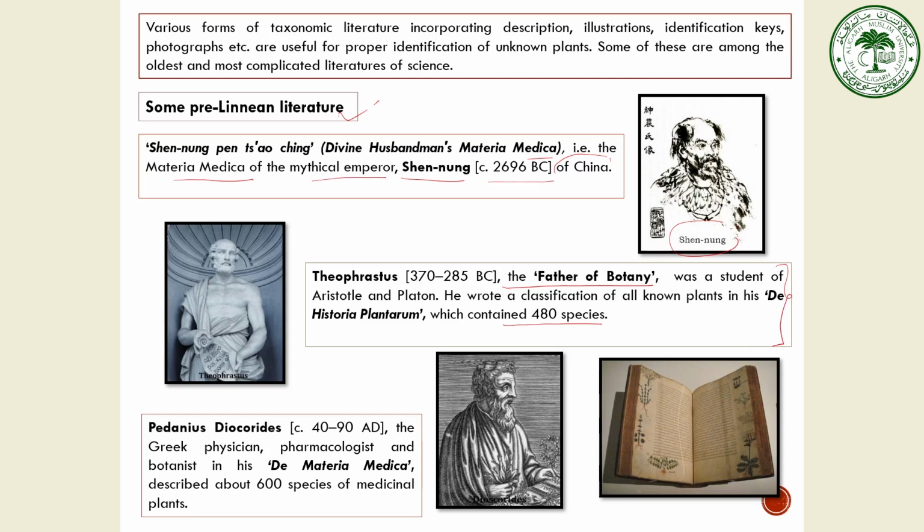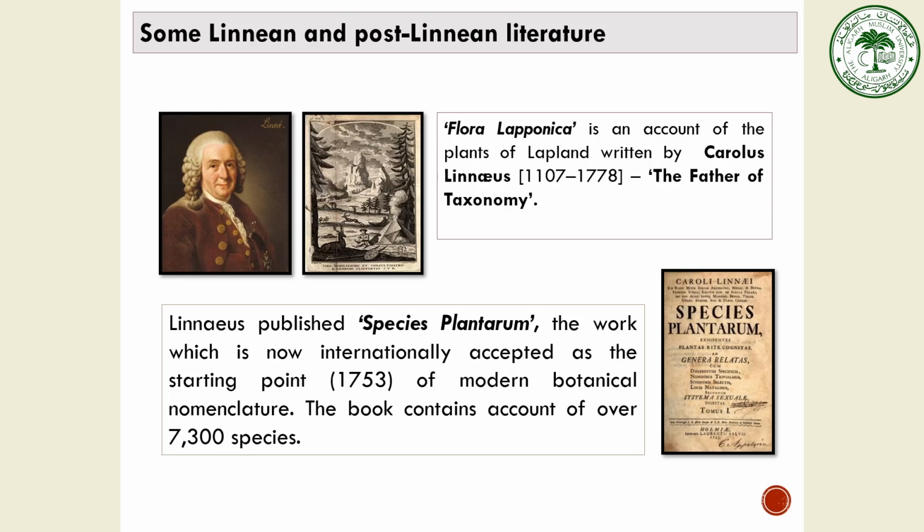Then in the pre-Linnaean work, one of the works was done by Pedanius Dioscorides. He was a Greek physician, pharmacologist and botanist, and he also wrote De Materia Medica, which discovered about 600 species of medicinal plants. So you can see these are some pre-Linnaean literature, also called the classics, because they have contributed to the history of botany. They played a very important role in the development of botany as a science.